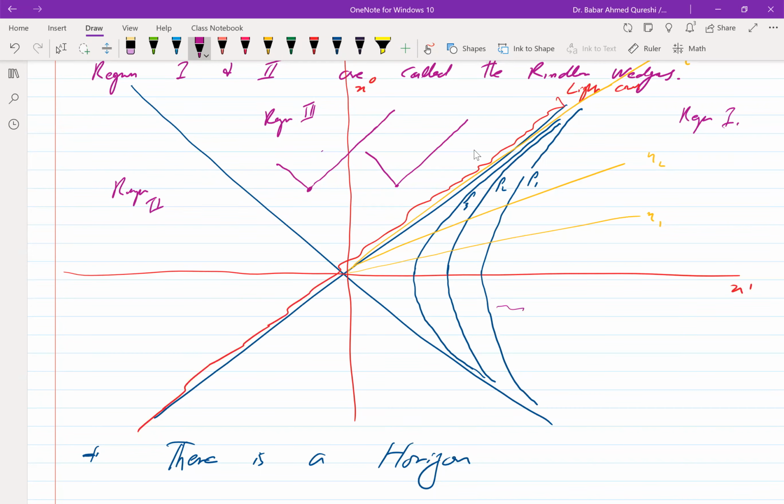So for these observers, or for these coordinates, for the Wingler wedge 1, everything beyond this surface of this light cone is behind the horizon. Nothing from there comes out.